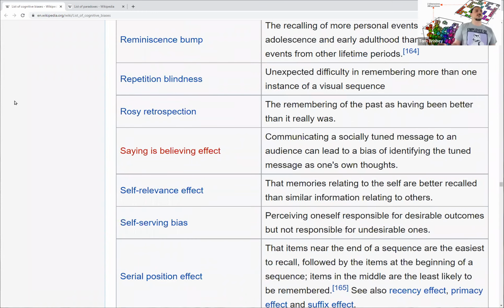Saying is believing. Communicating a socially tuned message to an audience can lead to a bias of identifying the tuned message as one's own thoughts. Yeah, that's good marketing and branding.